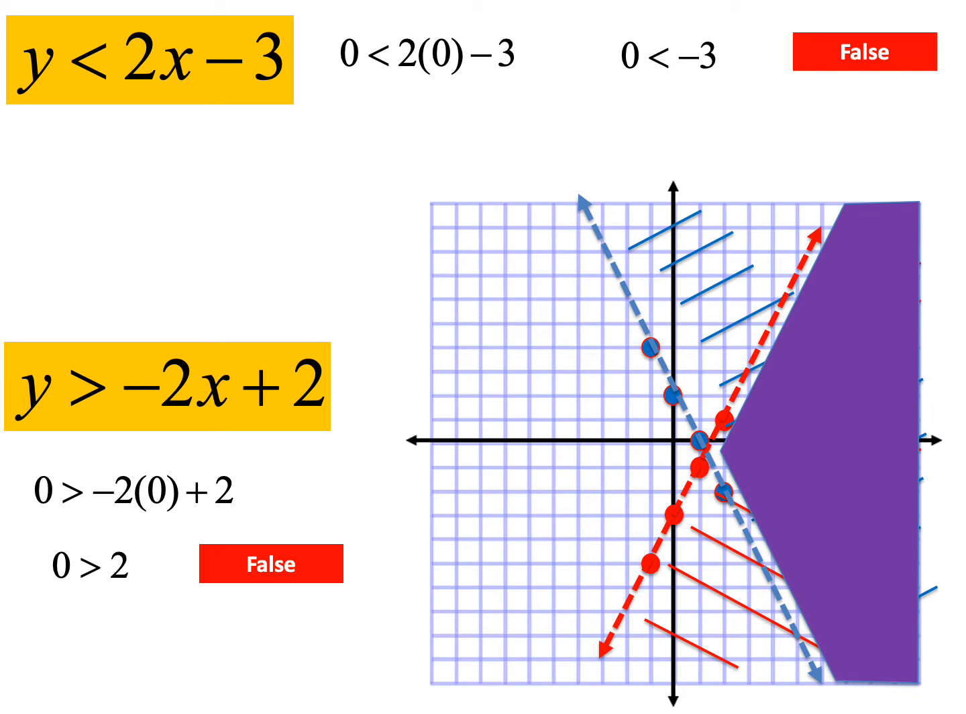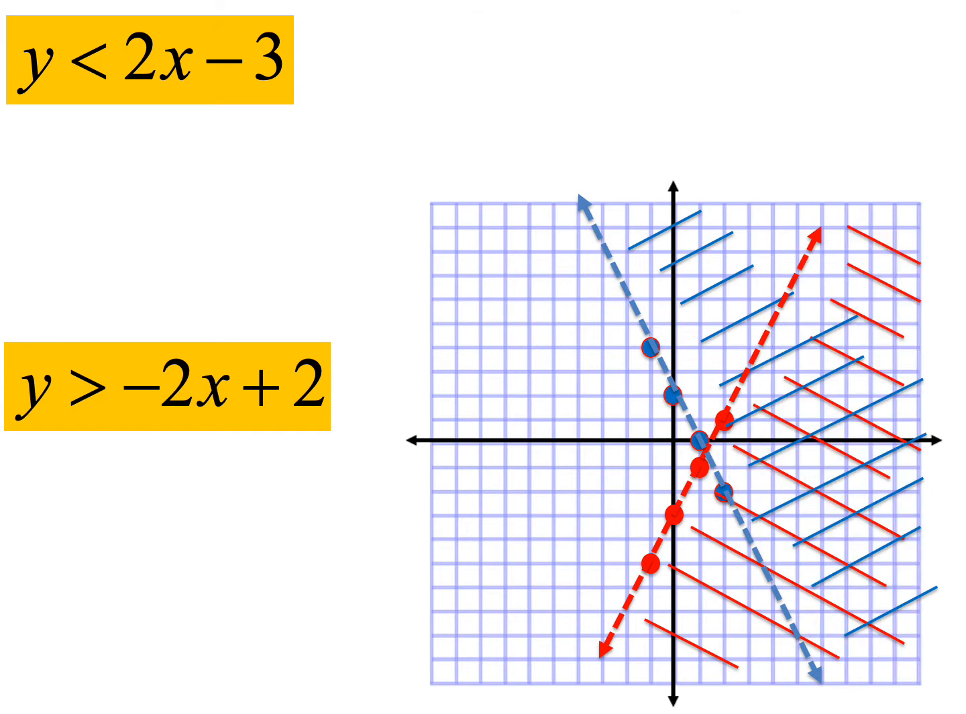Okay, but the answer is basically a graph and where the two shadings come together. If you check the back of the book, they will only show just the purple region where the two regions come together.